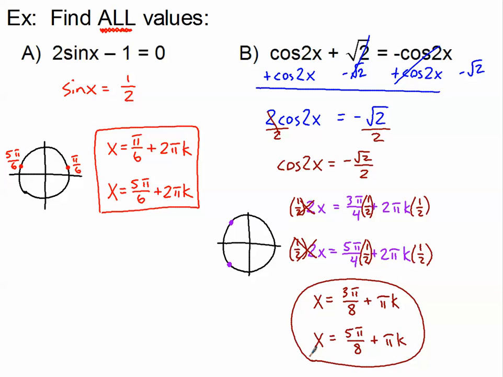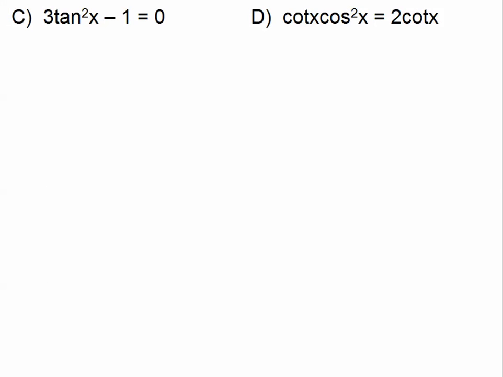So if you happen to have a multiple angle in the original part of your problem, that's okay. You're just going to be either dividing by that coefficient or multiplying by its reciprocal. Just don't forget your pi k's and your 2 pi k's. Let's look at another problem. Let's look at example C.